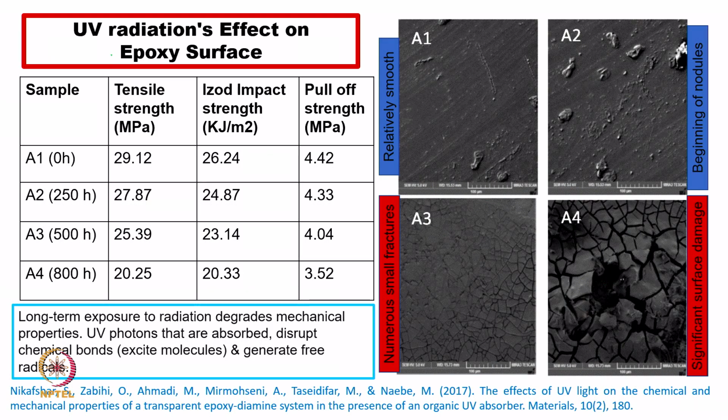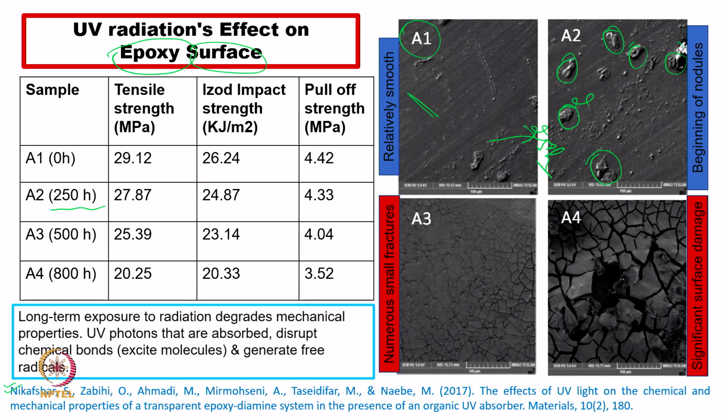Among polymers, now we are taking the example of epoxy. This is another good example, and it has been picked up from this literature. We are looking at UV radiation. You can see here the relatively smooth microstructure at the beginning of the surface, which is indicated as A1. Now, if you keep it for some time, around 250 hours, as mentioned here, what will happen? We are able to see some nodules coming up on the microstructure. That is also an indication of surface degradation.